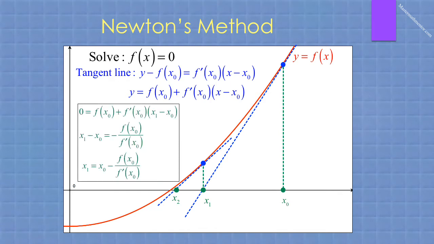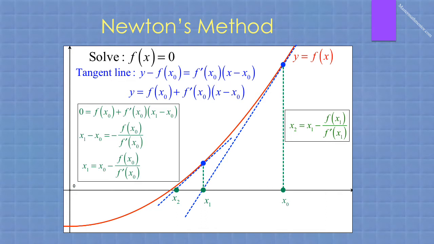Using the point x1, 0, we get 0 equals f of x0 plus f prime of x0 times the quantity x1 minus x sub 0. Therefore, x1 minus x sub 0 is equal to negative f of x0 over f prime of x0, and therefore x1 is equal to x0 minus f of x0 over f prime of x0. So now we can find a new approximation, provided that the derivative isn't 0 at the original approximation.